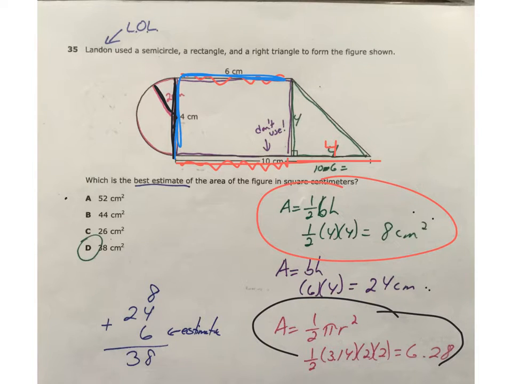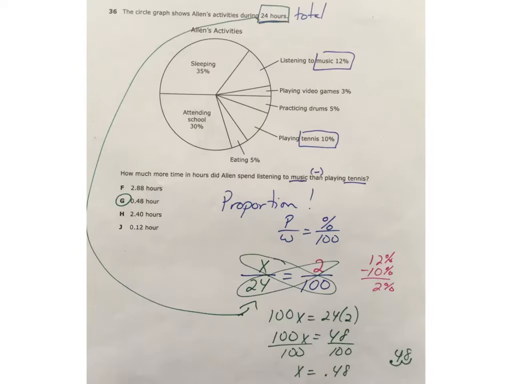Now notice none of them have decimals, so you could just round that to 6 because it's an estimate. So 8 plus 24 plus 6.